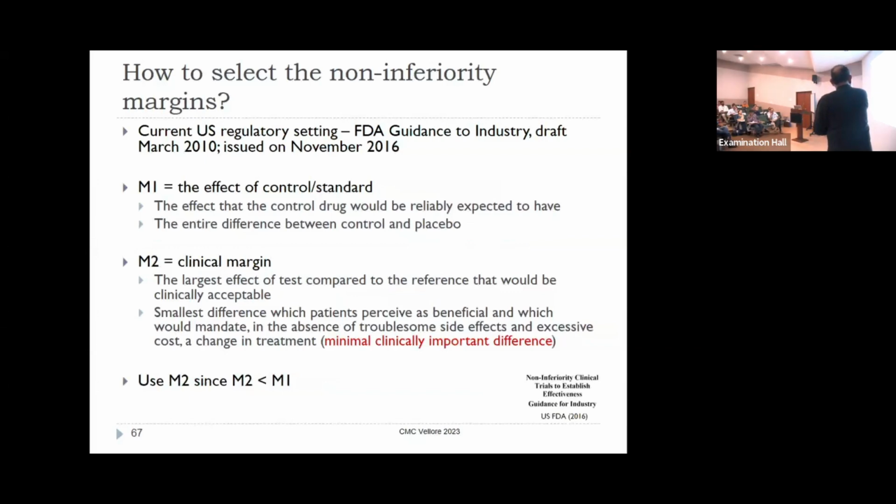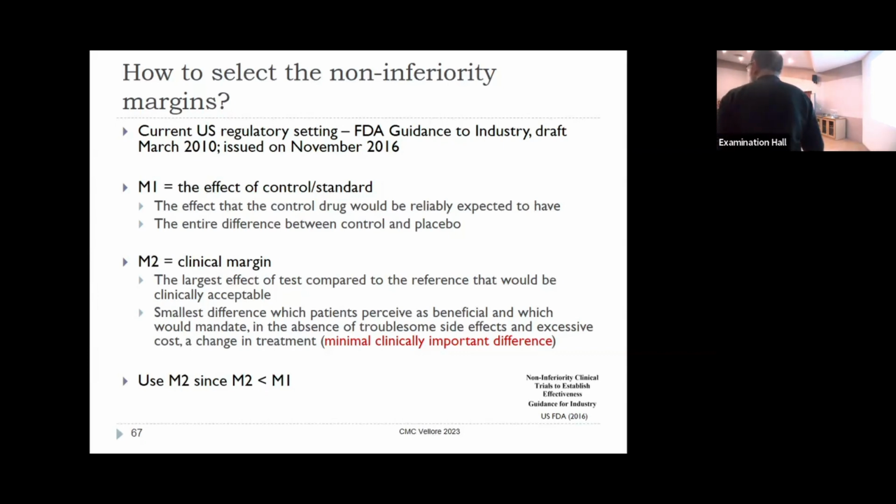Well, how do you select these margins? So then they had a revision in the current guidance for industry. You can download this, Non-Inferiority Clinical Trials to Establish Effectiveness, guidance for industry. Unless you're submitting to FDA, this is not relevant, right? But if you're submitting to them, you better follow it. So they say you have to have two quantities. You find out what is the effect of the control. Does the control have some effect? This is the reference that you have. And this would be the effect that the control drug would be reliably expected to have between control and placebo.